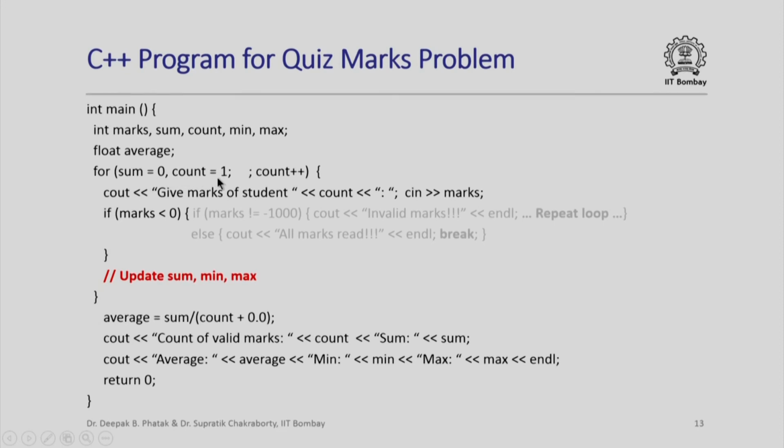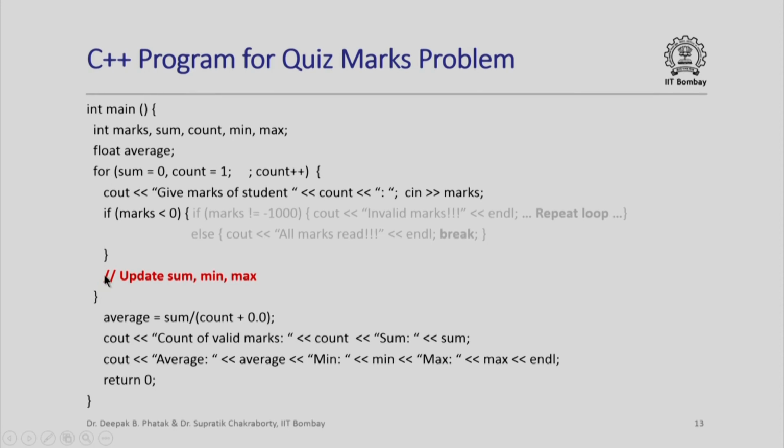So when these two assignment expressions are evaluated, as a side effect, sum gets initialized to 0, count gets initialized to 1. The loop condition is empty, which basically means that it is true, and the update expression is a post increment expression, which as a side effect increments the value of count. Inside the loop body, I ask for the marks of a student, read the marks, and if the marks is negative, I have got to do something. Otherwise, I can update the different aggregates, sum, min and max, and then go back and iterate in the loop again.